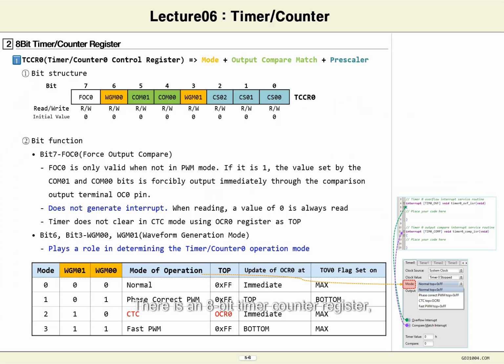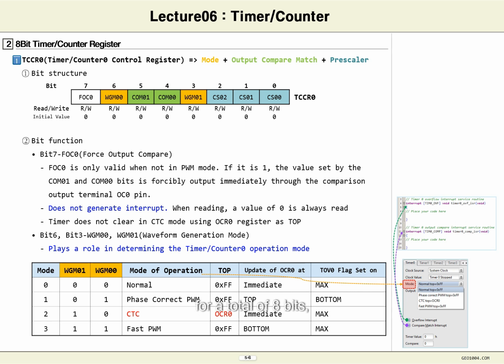There is an 8-bit timer counter register, which is the most important register among timer counters: TCCR0, the Timer Counter 0 Control Register. It contains the mode and comparison output match for the timer. Next, we define the prescaler. The bit structure is as follows.